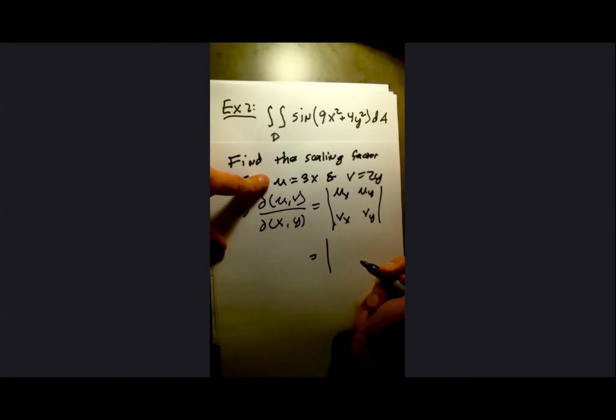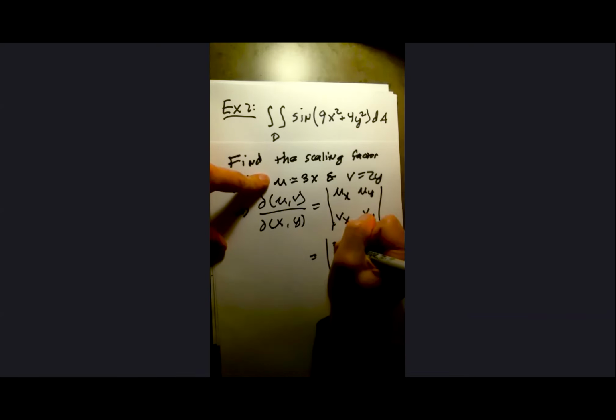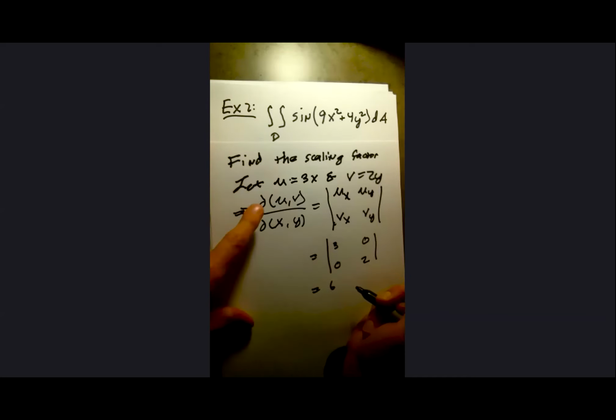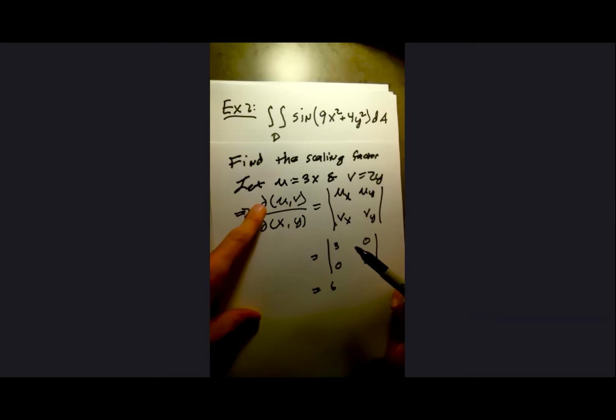Partial of u with respect to x is 3. Partial of u with respect to y is 0. Partial of v with respect to x, 0. Partial of v with respect to y is 2. So this is the scaling factor if we started at uv and went to xy.